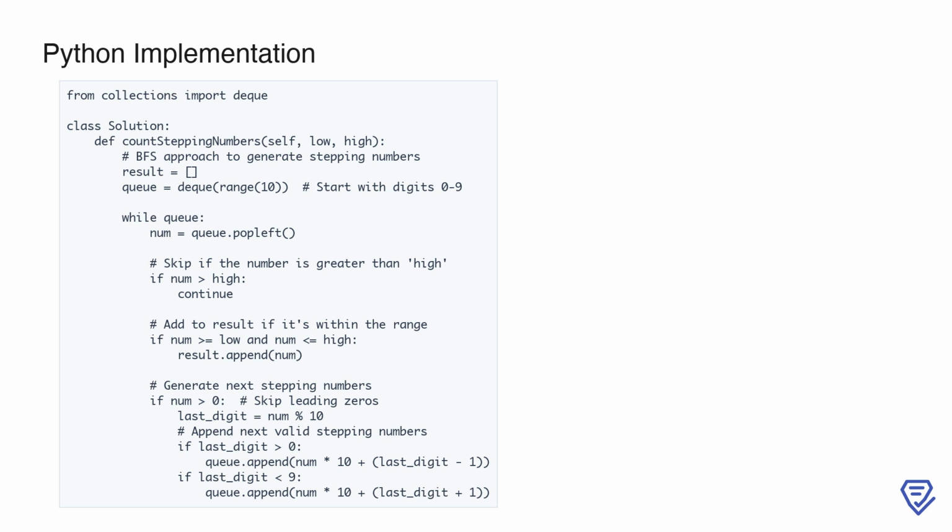Now, we need to generate the next possible stepping numbers based on the current number. To avoid leading zeros, we only proceed if the number is greater than 0. We calculate the last digit of the current number using the modulus operator, and then check if we can append new numbers by either decrementing or incrementing this last digit. If the decrement digit is valid, we append a new number formed by multiplying the current number by 10 and adding the decrement digit. Similarly, if incrementing the last digit is valid, we append the resulting number to the queue.